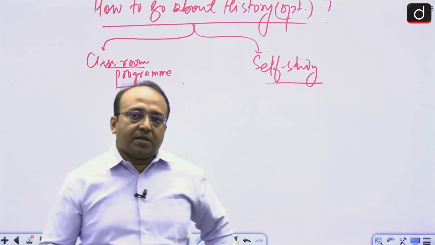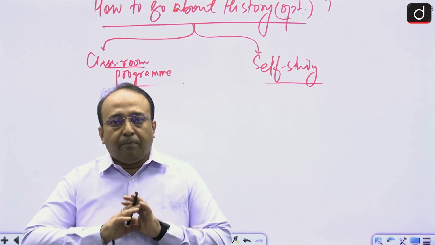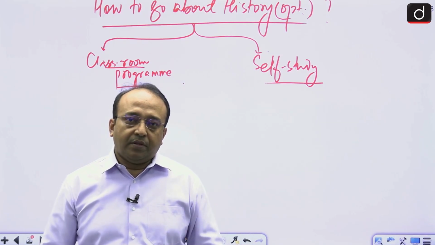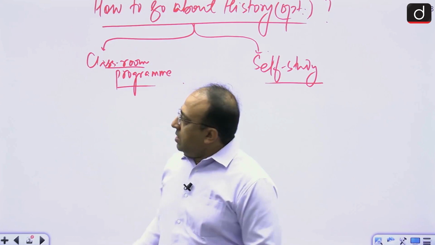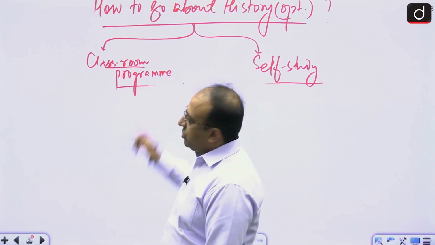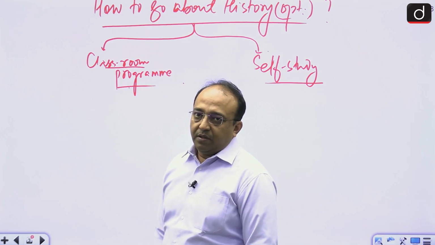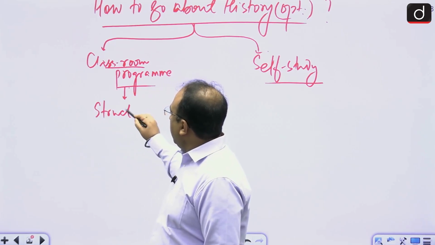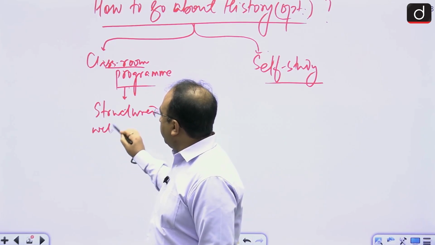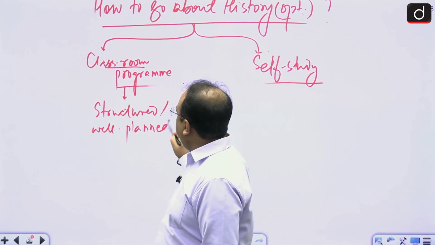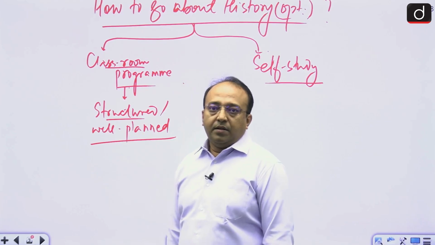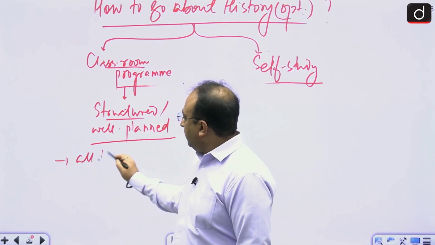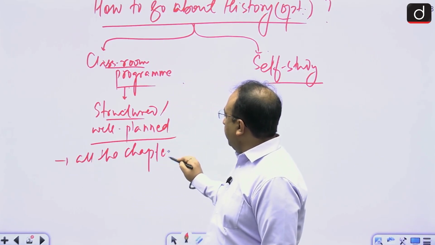Now, as far as the classroom program is concerned, it has the complete advantage over any other method of studying the subject matter of history. Reason being, let me tell you. In the classroom program, studying history would become very conducive, very easy as well. The classroom program will be well structured, well planned in the context of delivering the content of all the chapters of history. So, all the chapters will be covered in detail in the class.